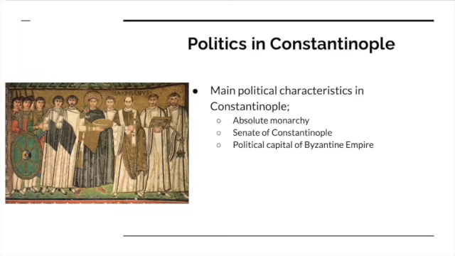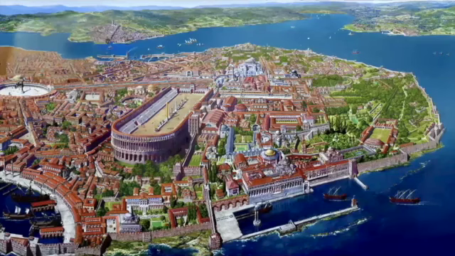Moving on, the next important characteristic is the Senate of Constantinople, which we will be discussing more in a minute. The next most important thing is that Constantinople is the political capital of the Byzantine Empire, which means it is the most important city. In the picture, we can see an illustration of how Constantinople could have looked at its time.